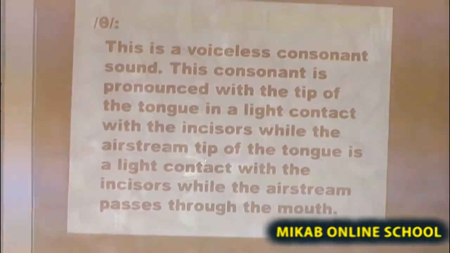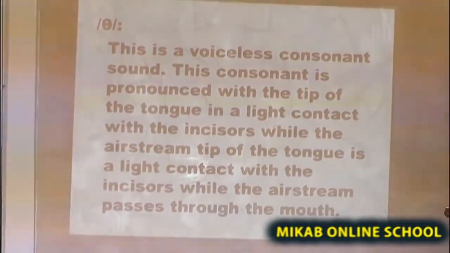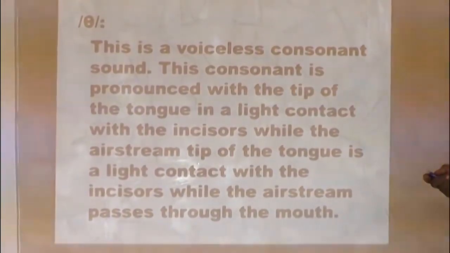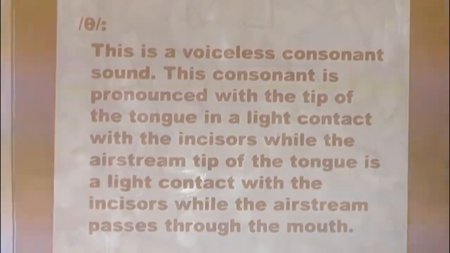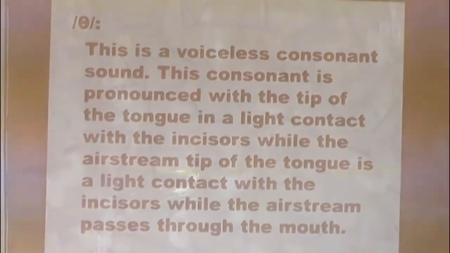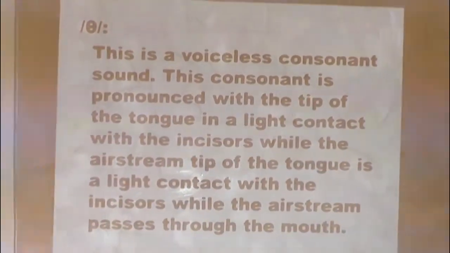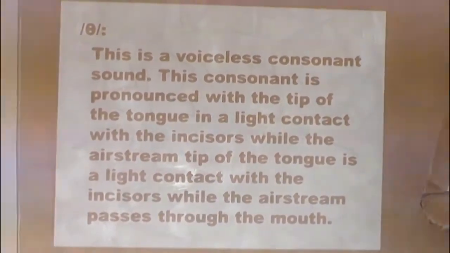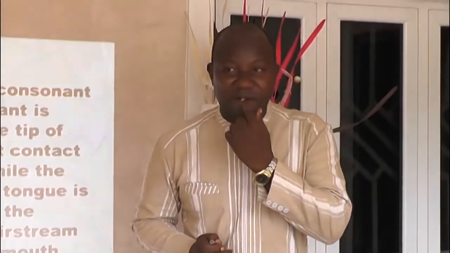Now let's look at this one. This is the next sound that looks like theta. Now this sound is somehow difficult but very simple. This is a voiceless consonant sound. This consonant is pronounced with the tip of the tongue in a light contact with the incisors. Where are our incisors? The front teeth. When the incisors and the tip of the tongue come in contact, you pronounce the sound. Look at me.